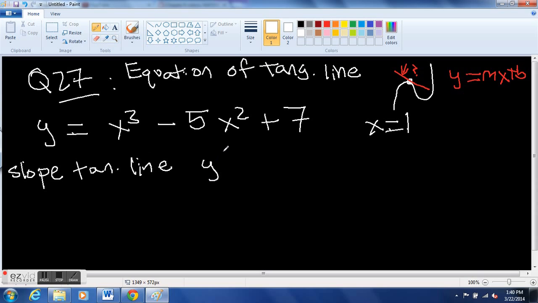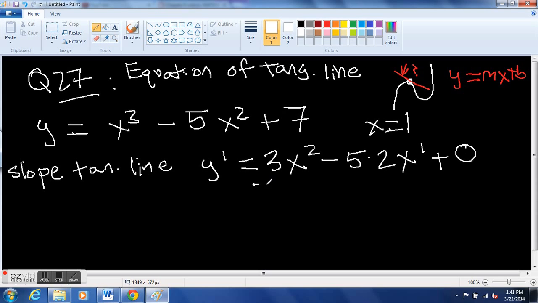So we'll take y prime, the first derivative is 3x, 3 jumps in front, subtract 1, squared, minus 5 times 2, 2 jumps in front, x, subtract 1, to the 1, plus 7, derivative of constant, 0. So this is 3x squared minus 10x.